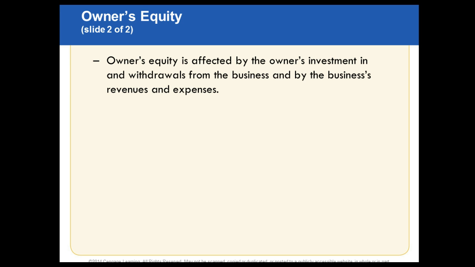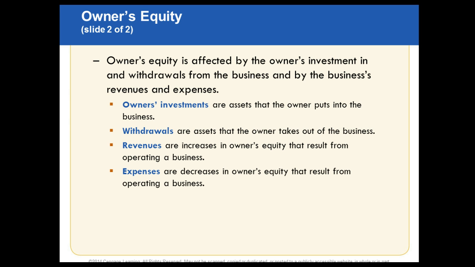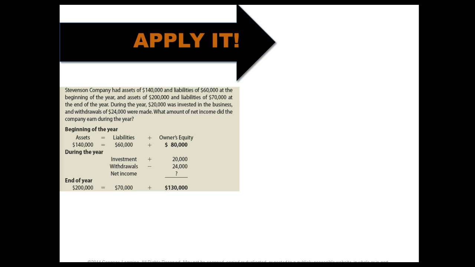Owner's equity is affected by the owner's investment and withdrawals from the business and by the business's revenues and expenses. So, just like with a shareholder, when owners invest money into the business, the owner's equity increases, doesn't it? When owners take money out of a business, it reduces their owner's equity. Withdrawals. Revenues increase owner's equity, and expenses decrease owner's equity. When revenues exceed expenses, we have what we want to have, net income. But we don't want this, guys. When expenses exceed revenues, what happens? We have losses.